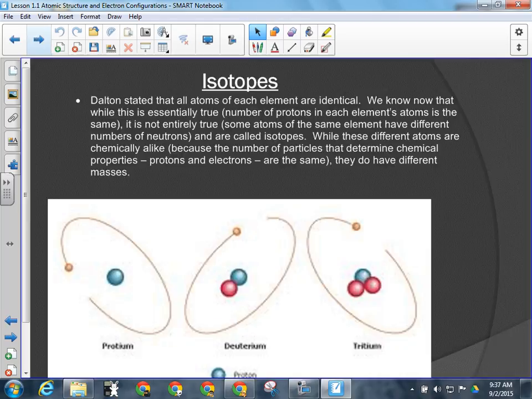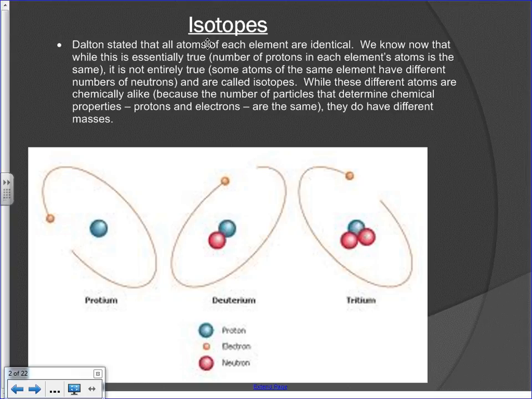All right, so like I said a few minutes ago, Dalton said all the atoms of each element are identical. We know now that while that's essentially true, the important particle, the one that's always the same, is the proton. The number of neutrons can be different. The example I gave you a few minutes ago was hydrogen. Normal hydrogen, I call it hydrogen, but they call it protium, has 1 proton, 1 electron. And then there's deuterium, which has a proton, a neutron, and an electron.